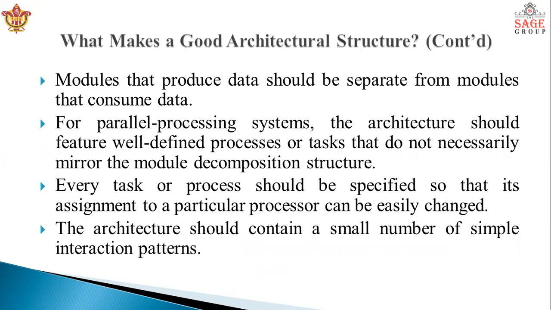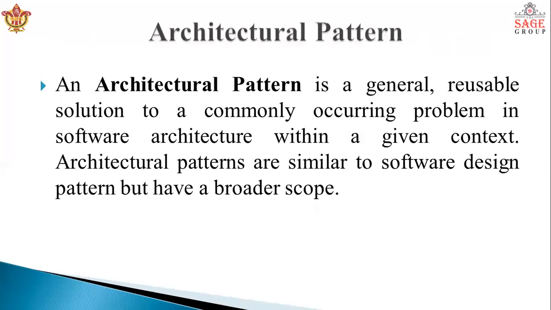And in continuation of good architectural structure, the modules that produce data should be separate from the modules that consume data. For parallel processing systems, the architecture should feature well-defined processes or tasks that do not necessarily mirror the module decomposition structure. Every task or process should be specified so that its assignment to a particular processor can be easily changed, right? So these are the good architectural structure.